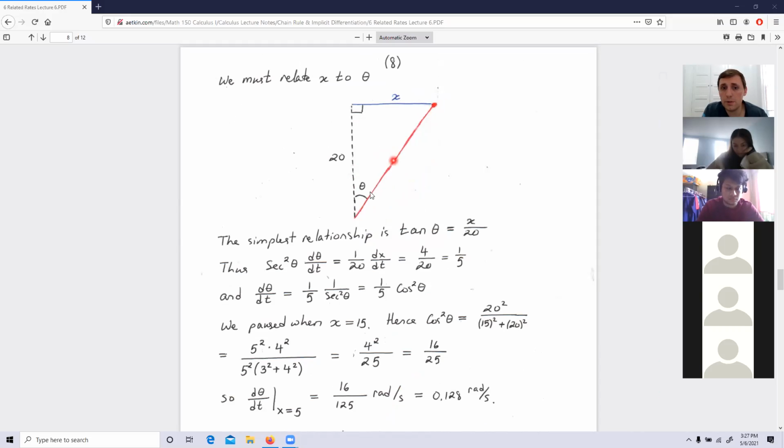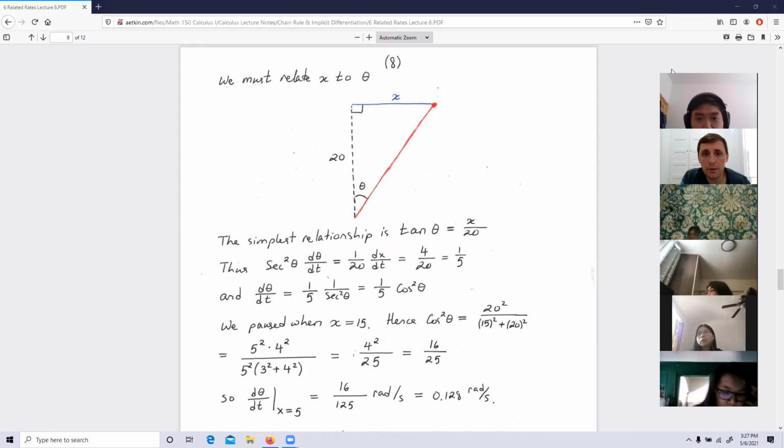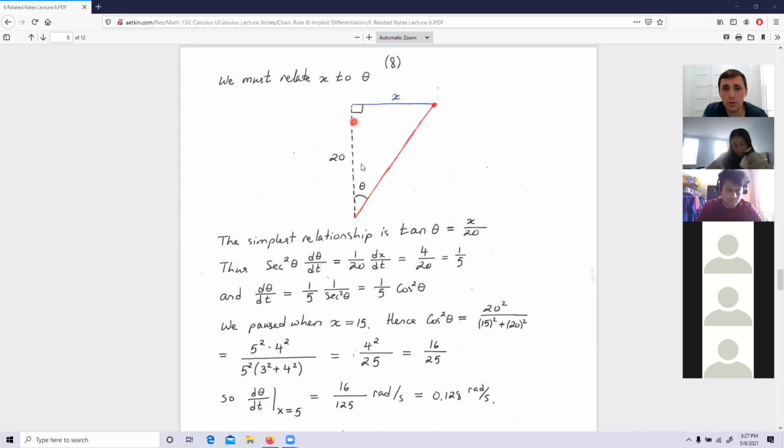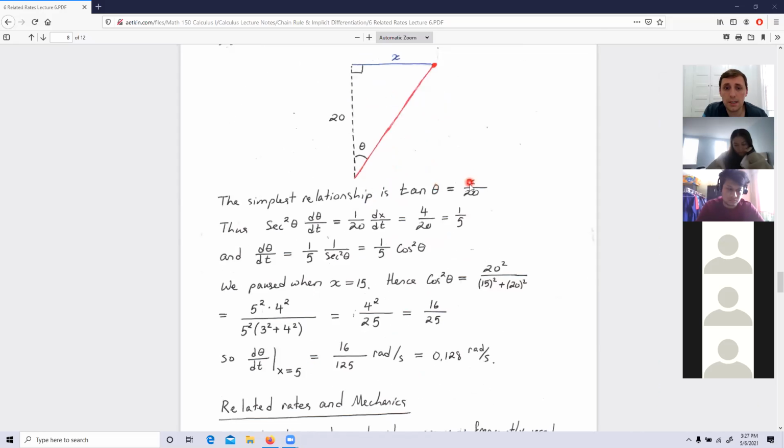Do you see I avoided using this side because it's going to make it more difficult. The red line is definitely going to get longer. Yes, I want to just relate this x to the angle theta. So tangent theta is x over 20. I take the derivative with respect to time. And what do I get? I get secant squared theta d theta dt.